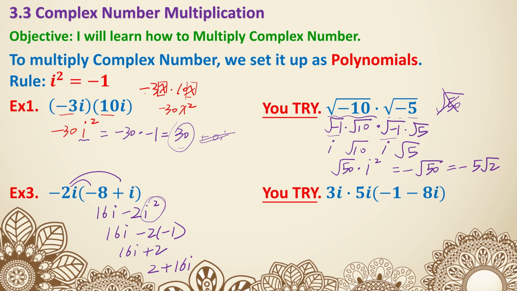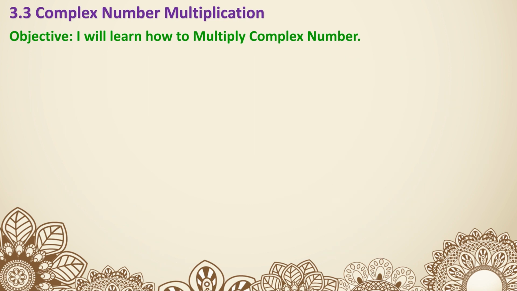Example 4. When we have 3 separate things, we just multiply them 2 at a time. So we multiply the first 2 to get 15i squared times -1 minus 8i. Before we start multiplying with the parentheses, let's already simplify, because as soon as we see i squared, that's -1. So this is -15 times -1 minus 8i. Now we can do our distribution. -15 times -1 is a positive 15. -15 times -8i is a positive 120i. And that is already in standard form, number in the front, i on the back. That's example 4. Moving on.